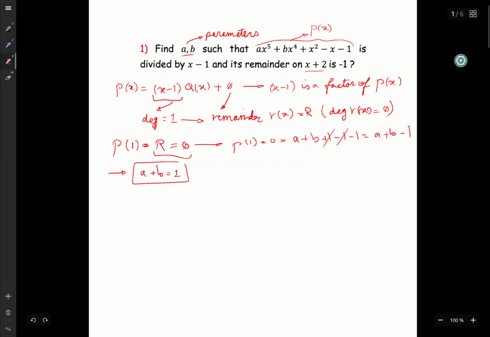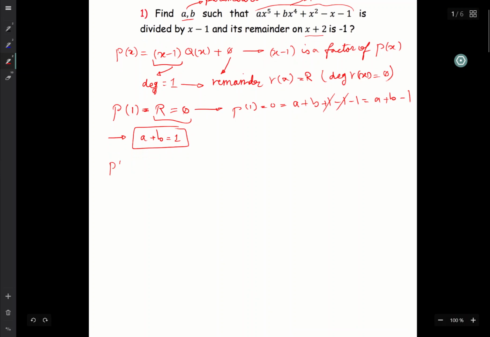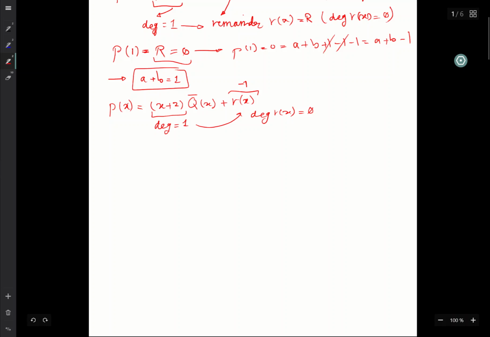is equal to 1. Okay? And then the problem also tells us that if I take p of x and divide it by x + 2, I get some quotient, let's call it q bar, plus some remainder, r of x. And the problem is telling us that r of x is negative 1, right? And we expect it to be a number because the degree of x + 2 is 1, and therefore the degree of the remainder must be less than the degree of x + 2. So it has to be 0.